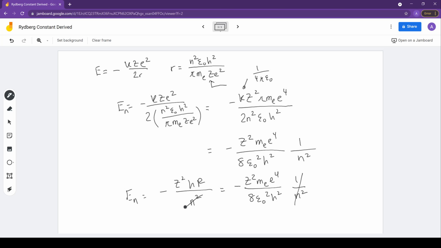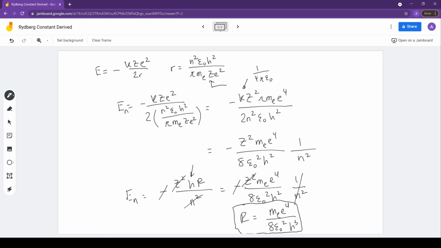So we can cancel out our n squareds, we can cancel out our Z squareds, and we end up with the formula for Rydberg's constant. Let's cancel out our negatives as well. The Rydberg constant equals m_e e to the fourth divided by 8 epsilon naught squared h cubed. And the reason h is cubed is because we have to divide by our h term on both sides. So we have basically just derived, using centripetal force, Coulomb's law, and quantization of angular momentum, the Rydberg constant that we were seeing experimentally way before we had a theoretical understanding of it, which is pretty cool, honestly.